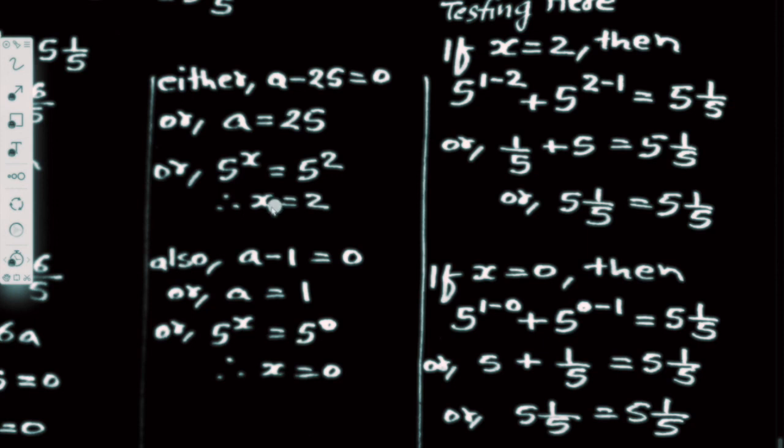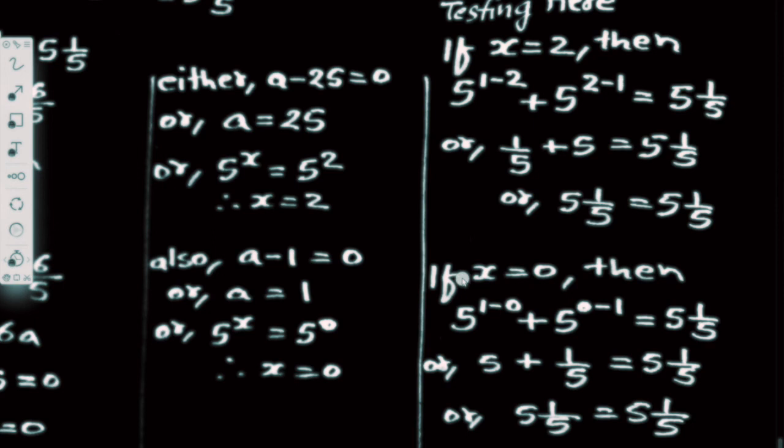In this way we get two values for x, x equal 2 and x equal 0. This is not sufficient, we should also put these values in our original equation and test whether the value we get is right or wrong. See here, testing, if x equal 2, then putting this value in our original equation, it becomes 5 power 1 minus 2 plus 5 power 2 minus 1 equal 5 1 by 5. Or 5 power minus 1 means 1 by 5, plus 5 power 1 is 5, equal 5 1 by 5. 1 by 5 plus 5 is 5 1 by 5, equal 5 1 by 5. Both sides come the same, it means our value x equal 2 is absolutely right.